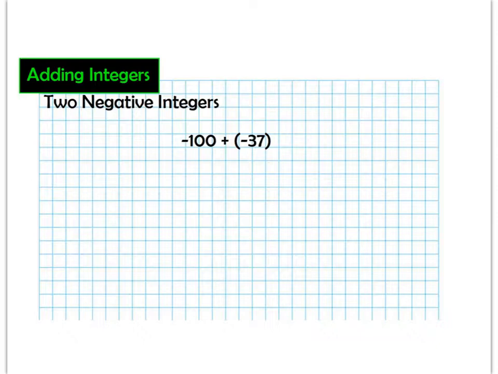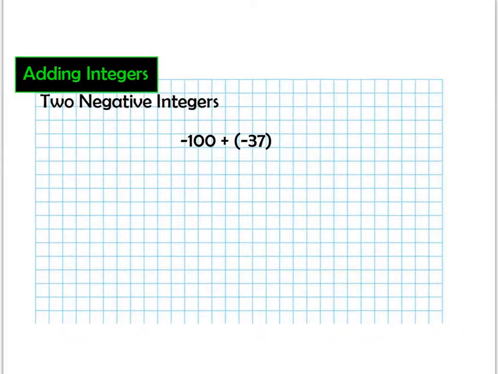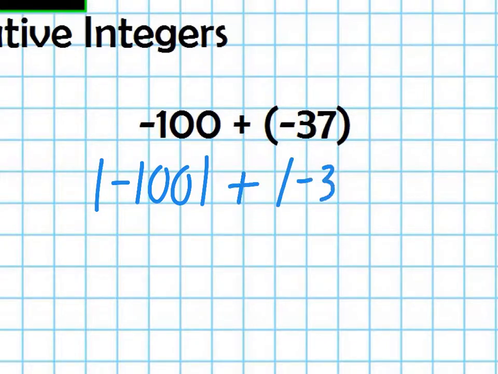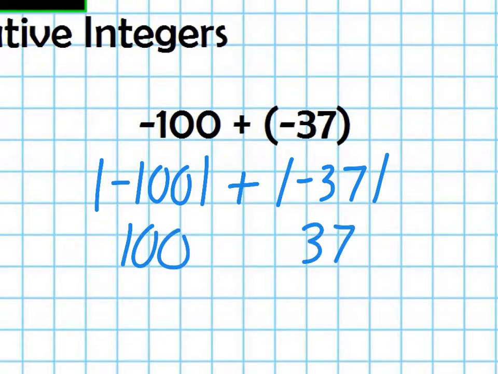We'll first start by learning how to add two negative integers. First, we're going to try to add negative 100 to negative 37. Since they have the same signs, we're going to add the absolute value of negative 100 to the absolute value of negative 37. The absolute value of negative 100 is positive 100. The absolute value of negative 37 is 37.